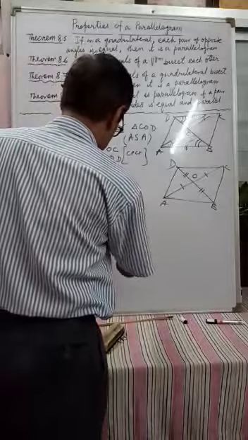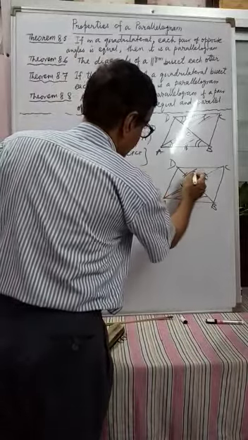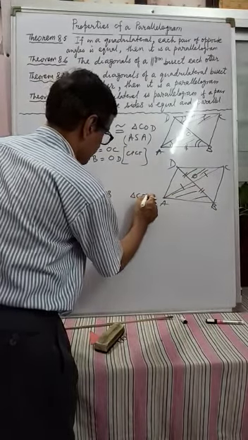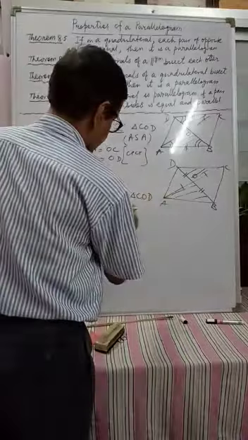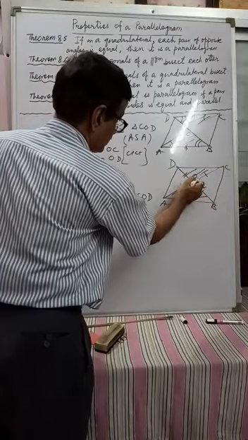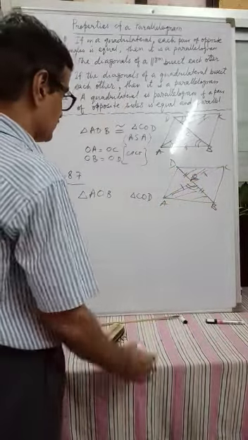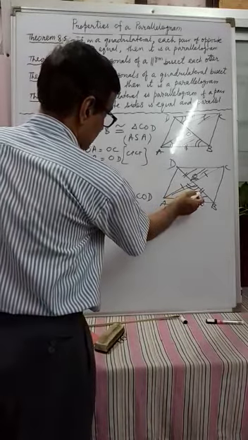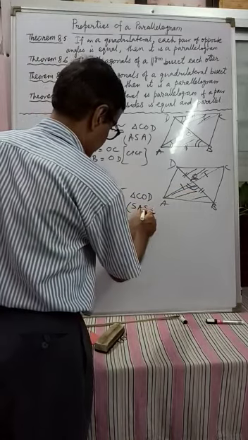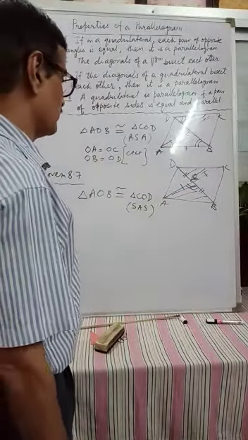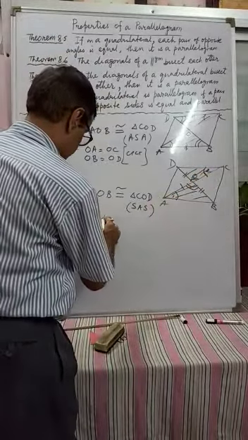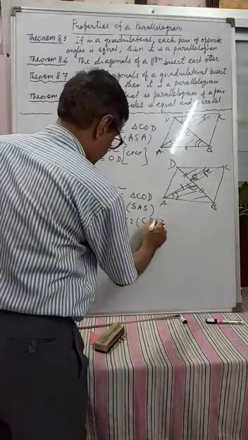Now, in these two triangles, namely triangle AOB and COD, already it is given OA is equal to OC, OB is equal to OD, and these two angles are also equal, vertically opposite angles. So by side, angle, side, these two triangles are congruent, and when they are congruent, by CPCT we can say angle 1 and angle 2 are equal.